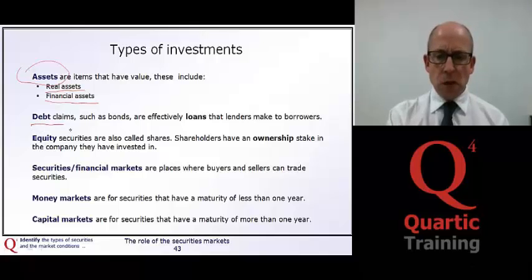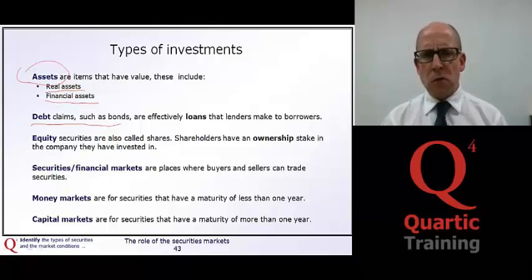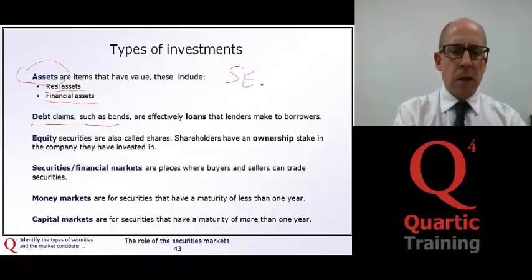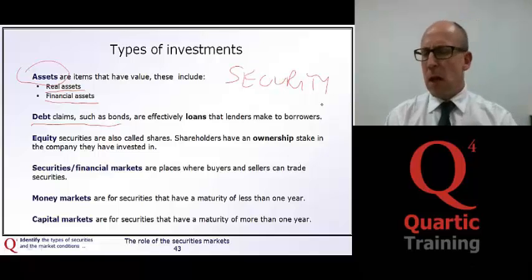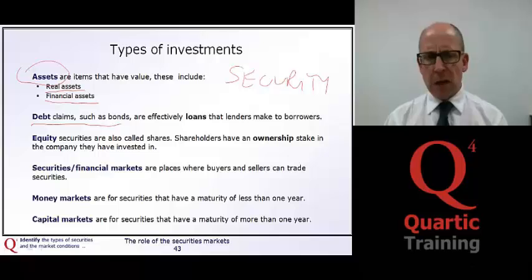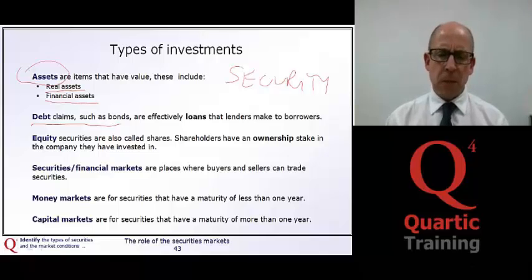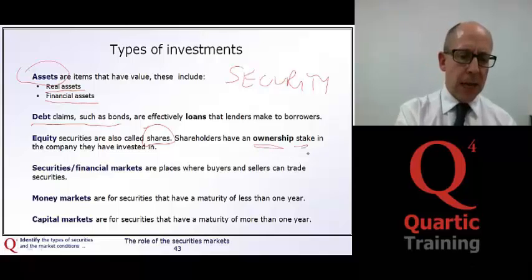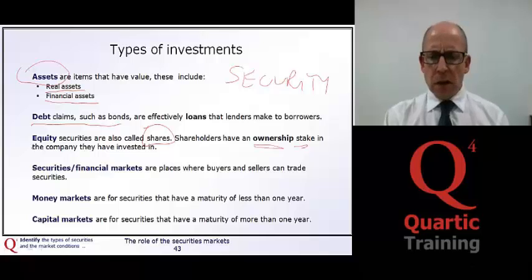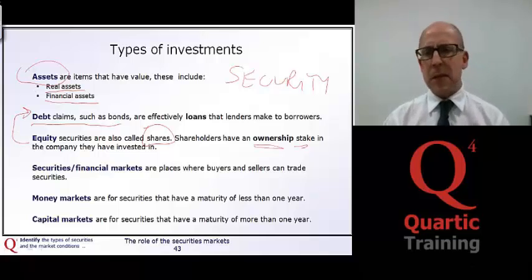Debt claims, such as bonds, for example, are effectively loans that are made by lenders to borrowers, but when we talk about a bond, really, we're talking about a security. So a security is a tradable claim on the debt of a firm or an individual, whereas a loan, really, sitting on a bank's balance sheet is a non-tradable claim. Equities are also called shares in the United Kingdom. They're called stock or common stock in the United States, but called shares in the United Kingdom. And our shareholders, importantly, have an ownership stake in the company that they've invested in. So different, in fact, of course, to our debt claims. A debt claim is lending, an equity investment represents ownership.